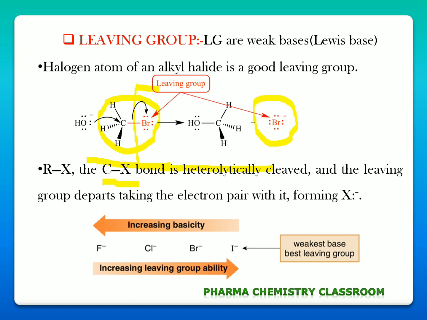Here you can see the order of how strong the leaving groups are. Here, the weakest base is the best leaving group. Now what does weakest base mean? Weakest bases are those which are least able to donate their electron pair to any electron acceptor. So here you can see the arrangement of fluoride, chloride, bromide and iodide, and out of these, iodide is the weakest base and that is the best leaving group.